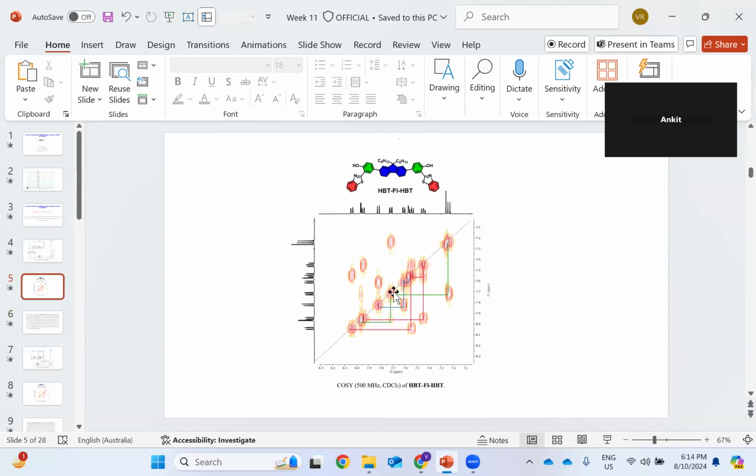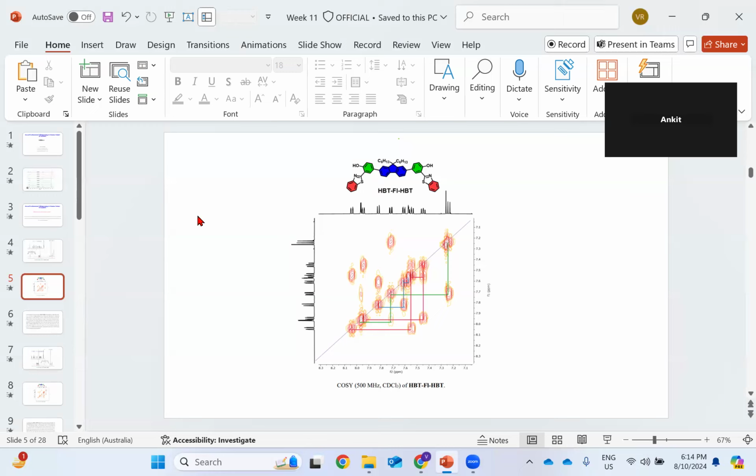Then there is another doublet of doublets, with one J value of about 8.5 hertz and another of about 2 hertz, which is meta coupling. This comes from the hydrogen at the meta position of this OH. And this couples with another doublet with a very small splitting constant J of about 2.5 hertz, which comes from the isolated hydrogen sitting between these two functional groups.